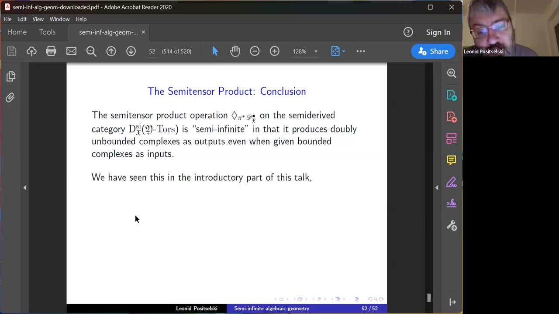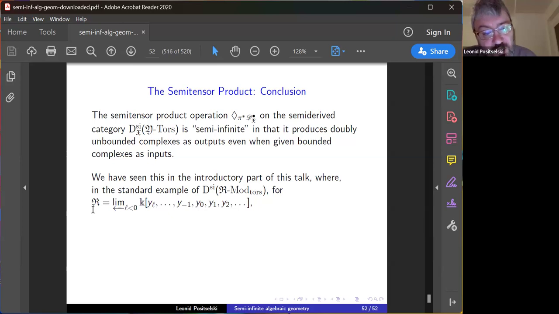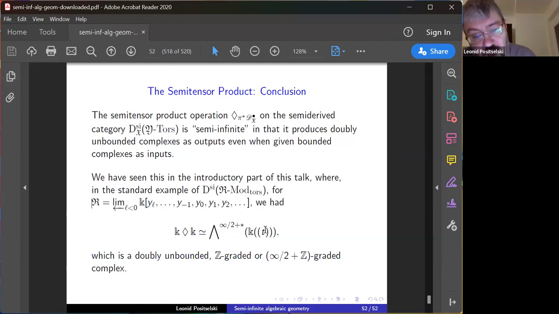We have seen this in the introductory part of this talk, where in the standard example of the semi-derived category of torsion modules over the topological ring R, this is the topological ring R that we had seen, the projective limit of rings of polynomials in many variables, we had the semi-derived tensor, the semi-tensor product. Diamond is the unbounded, the graded, or if you like, the infinity or two plus the graded complex.